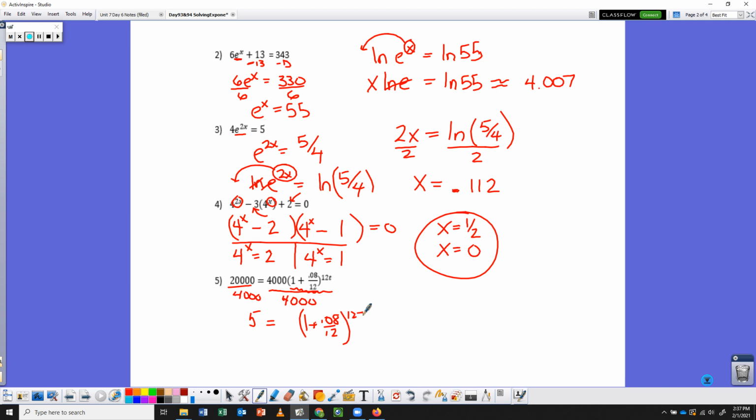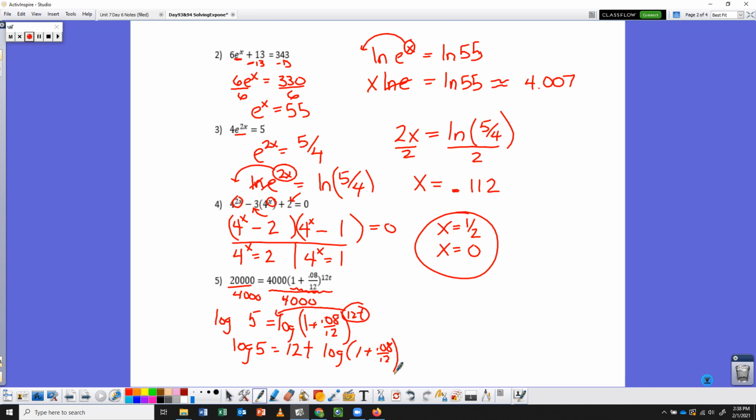At this point, you've got your exponential isolated. You're now going to take the log on both sides of the equation. So on the left-hand side, we have log of 5. And on the right-hand side, we have the log of that base, 1 plus 0.08 divided by 12, raised to the 12t power. Remember, you're going to get to drop the 12t out in front of this. So our new equation is going to look like this. Log of 5 equals 12 times t times log of 1 plus 0.08 divided by 12.